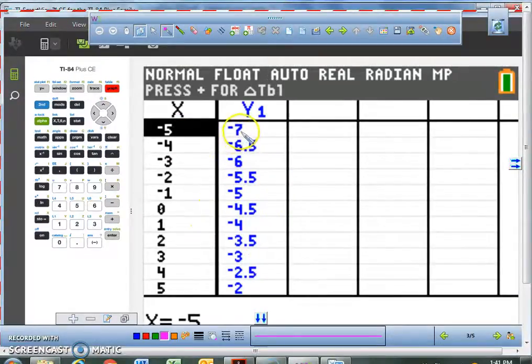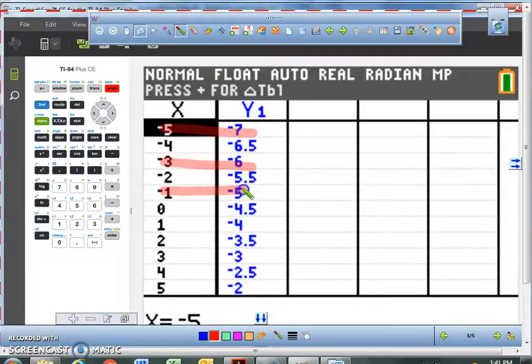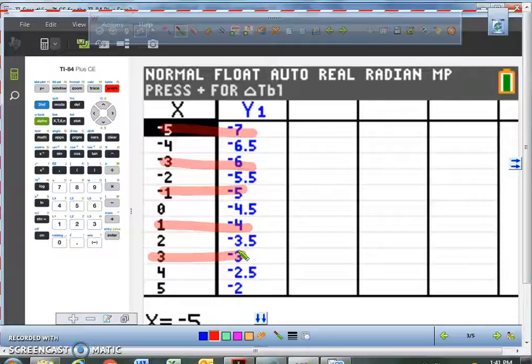We can do that. -5, -7. What else? What's an easy point? -3, -6. Okay, those are easy. 1, -4 is easy. 3, -3 is easy. We just plot those ordered pairs.